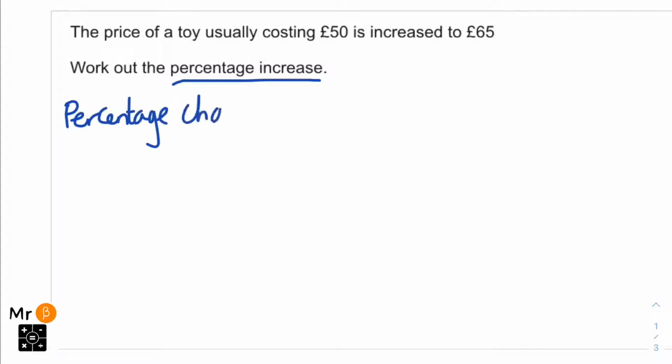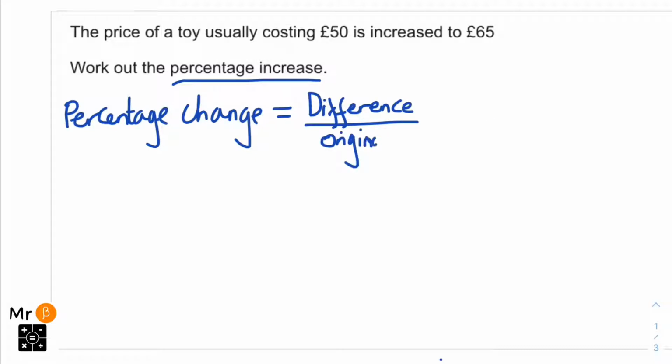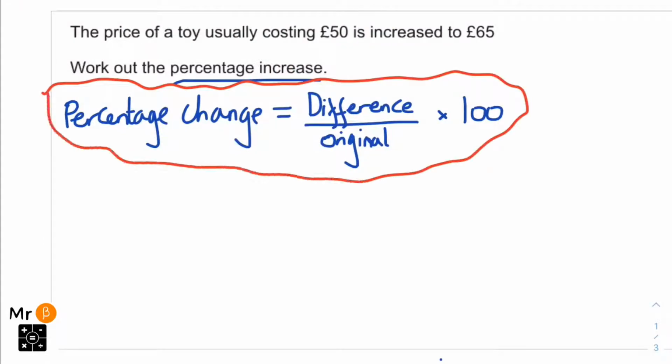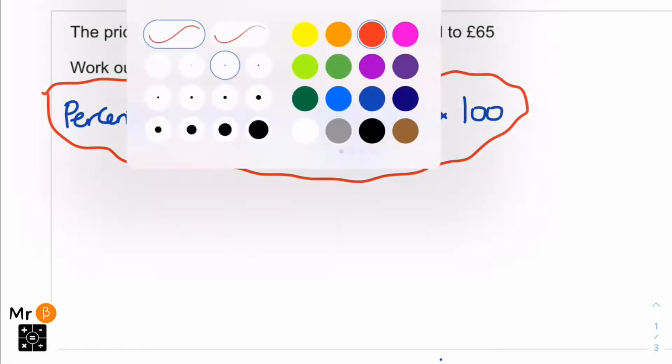So we need to remember this one formula if we were to work out the percentage increase or decrease, and that is that percentage change is equal to the difference between the two prices divided by the original price, so original, times 100. We are going to keep using this formula throughout today's topic. I'm not going to write it out every time, but this is the key formula I'll keep referring back to.